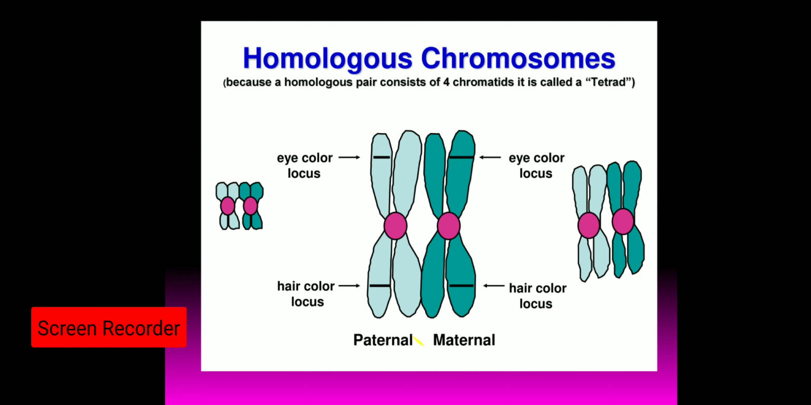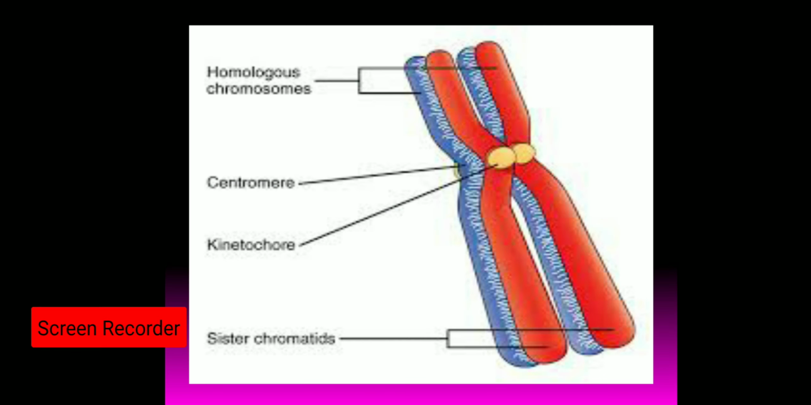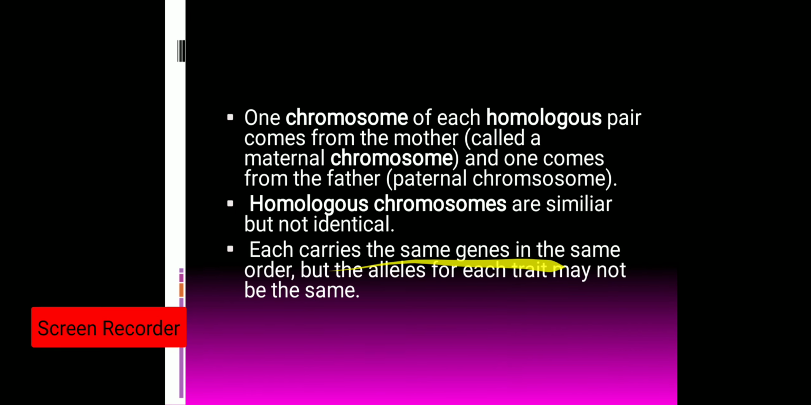Here for hair color, this allele may be for black hair color, and this may be for burgundy hair color. So it has the same locus but the alleles will be different. Each carries the same gene in the same order, but the alleles for each trait may or may not be the same. They may be the same also, and they may not be the same.